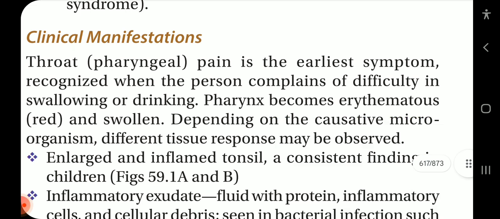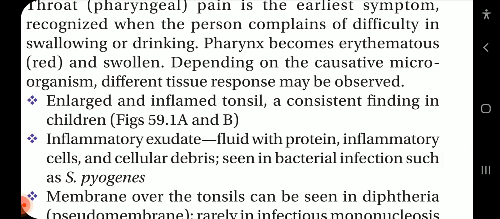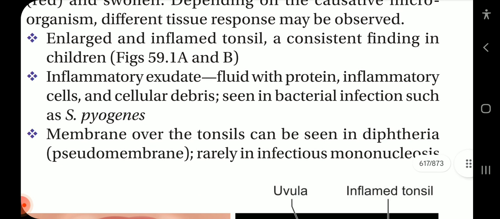Now the clinical manifestation. Pharyngeal pain is the earliest symptom recognized when the person complains of difficulty in swallowing or drinking. Pharynx becomes erythematous, red and swollen. Depending on the causative microorganism, different tissue response may be observed. Enlarged and inflamed tonsils are a consistent finding in children.